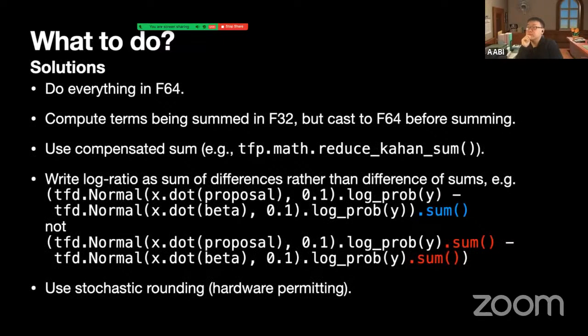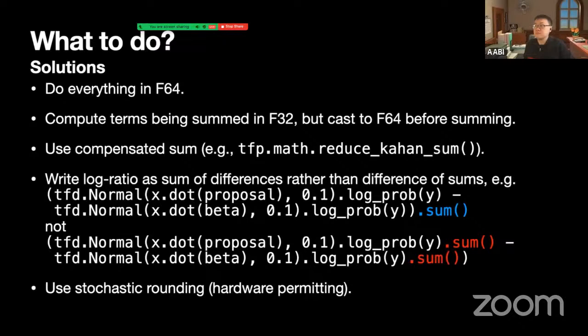So how do we solve this problem? Well, of course, one option is to do everything in float64, but that might not be palatable, for example, if you're running on a consumer-grade GPU. Another option is to compute all of the terms that are going into that big sum in float32, but cast them to float64 before summing so that you get rid of those catastrophic cancellations. Similarly, you can also stay in float32, but use a compensated summation technique like Kahan summation.